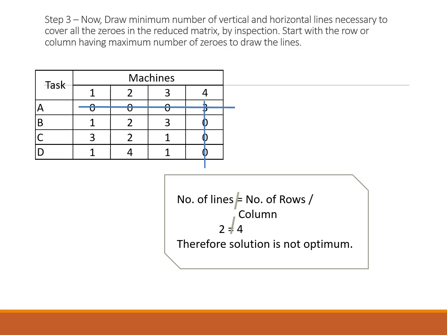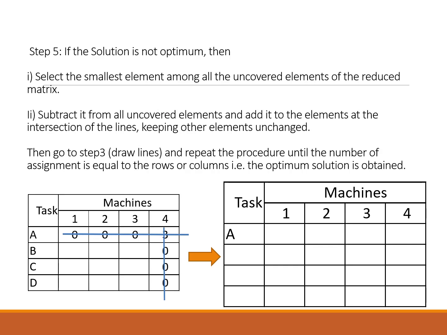So here our number of lines is not equal to our number of rows and columns. The number of lines is only 2, but the number of rows and columns is 4. Therefore our solution is not optimum. So let's move on to step number 5. If our solution is not optimum, then select the smallest element among all the uncovered elements of the reduced matrix. In these uncovered elements, the smallest value is 1.